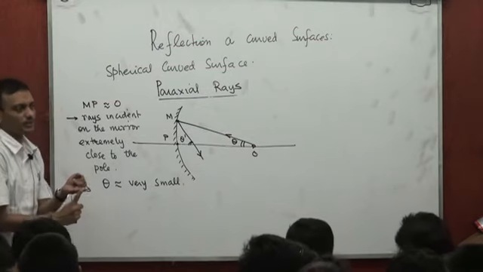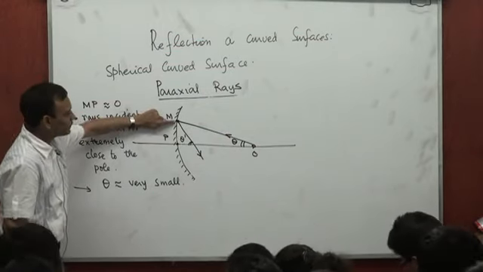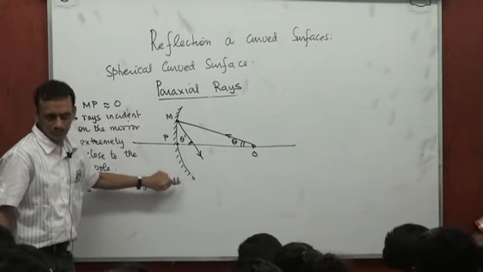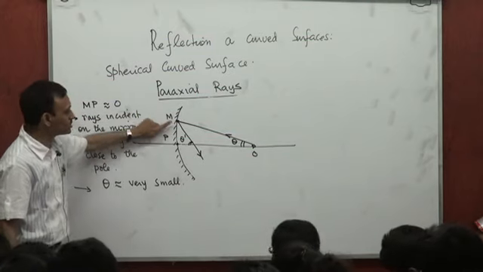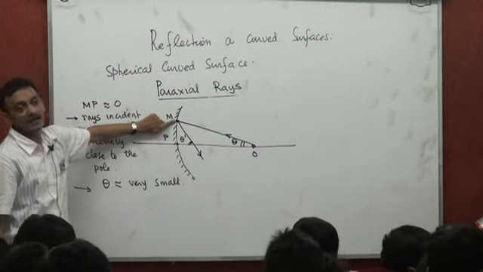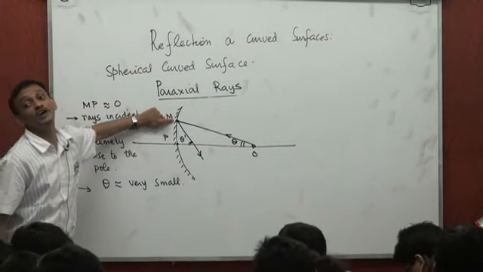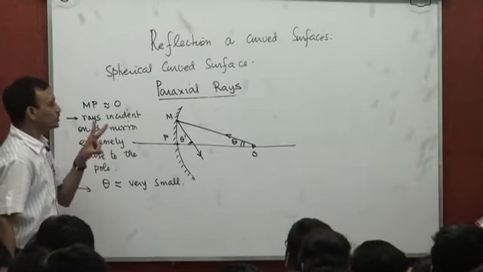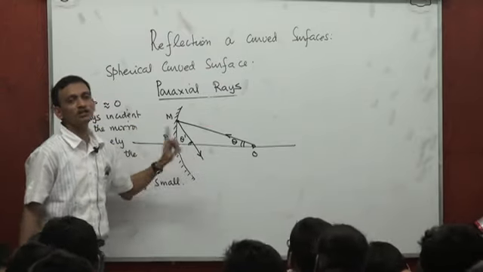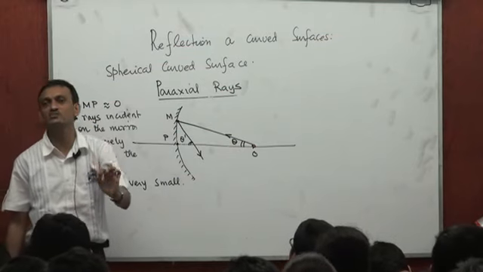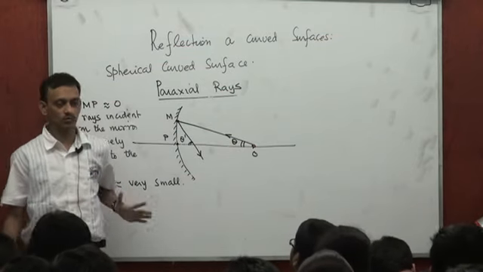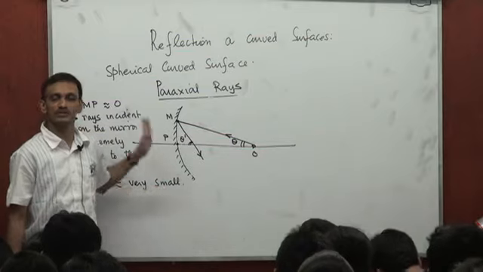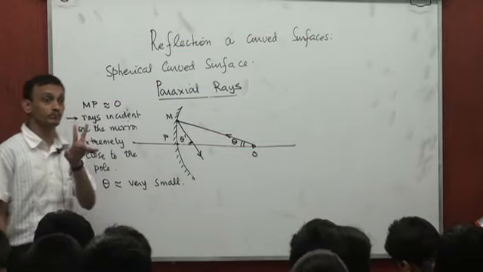So two things about the paraxial ray treatment. Number one, the mirror should be of small aperture, so that any ray incident on the mirror is very close to the pole of the mirror, right? That's one. Number two, the angle of inclination of all rays with the principal axis must be extremely small. That's paraxial ray treatment.